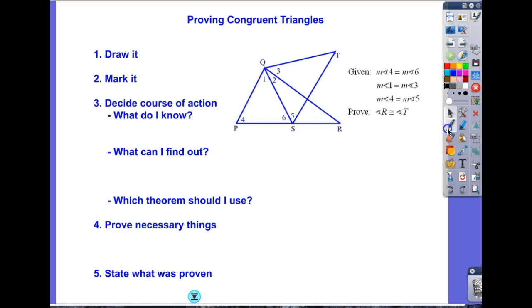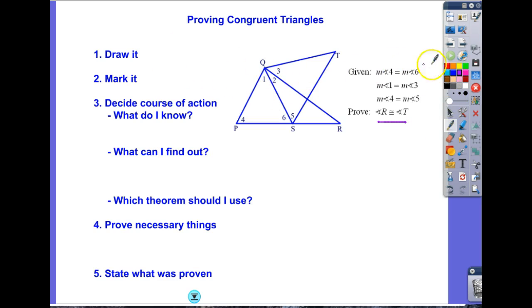So for this video, we're just going to go over a few more examples of proving triangles are congruent. But these are going to take a little bit more thought. As you can see here, we're not going to prove triangles are congruent for our final step. We're going to prove that angle R is congruent to angle T. But you'll see in order to do that, along the way, we're going to need to prove that triangles are congruent. So let's check it out.